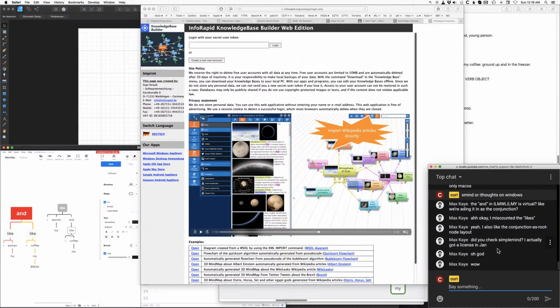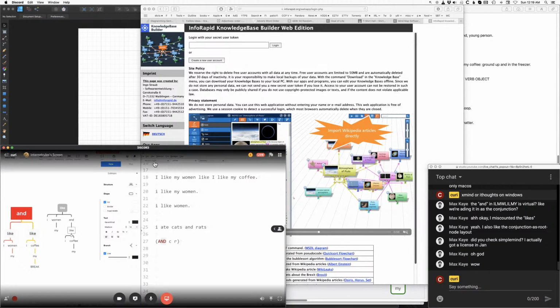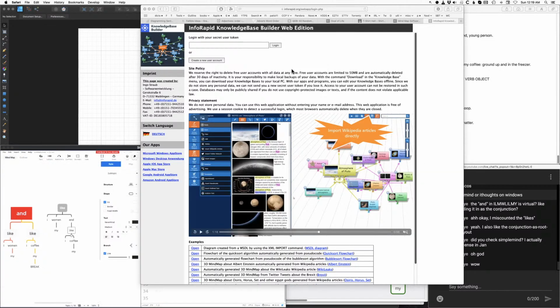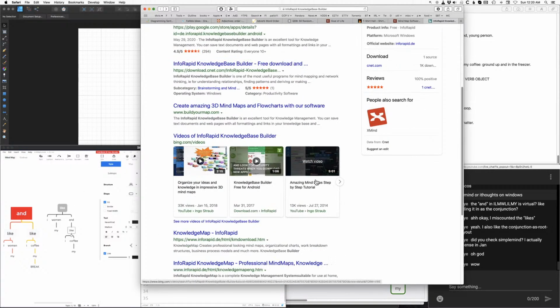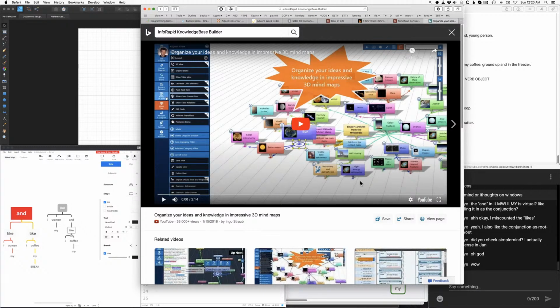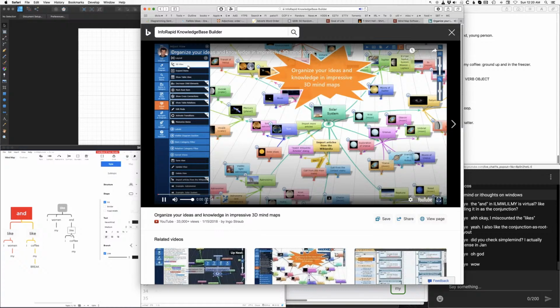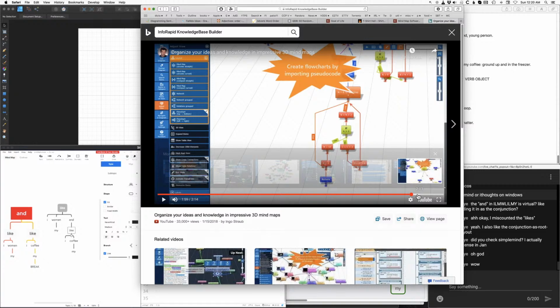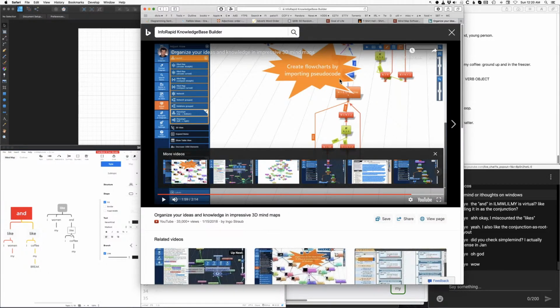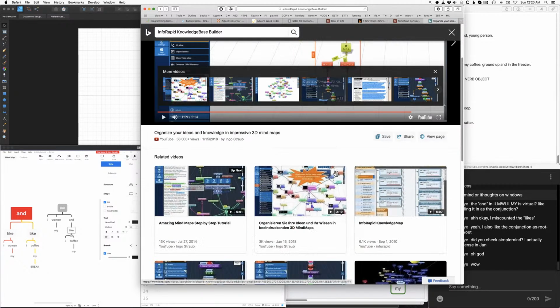What happens if I look up info rapid knowledge base builder? Okay, it starts with tutorial builder. Oh, and they have a review. Web edition, I guess. It says web edition. Oh, there's a 13K video from 5 years ago. Amazing mind maps step-by-step tutorial. And then also 33K views 2 years ago. Here's a nice 3D mind map video. Is this the same video we're just watching? Create flowcharts by importing pseudocode. Well, that's interesting. Yeah, they definitely packed in the features.